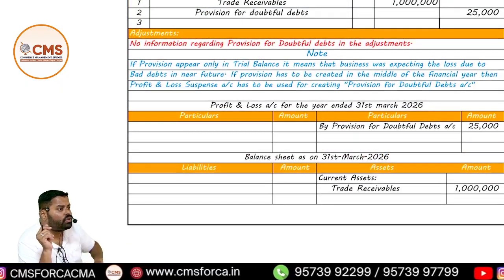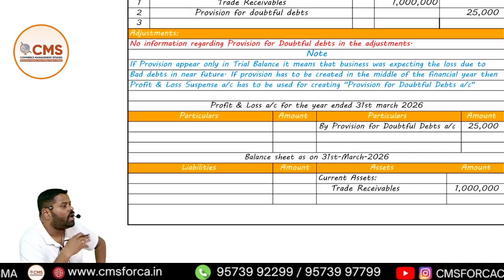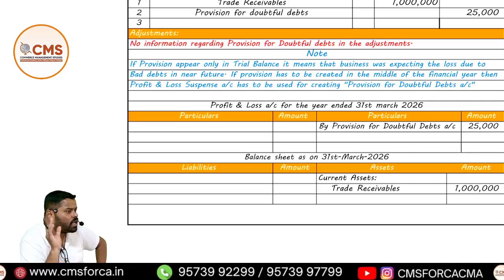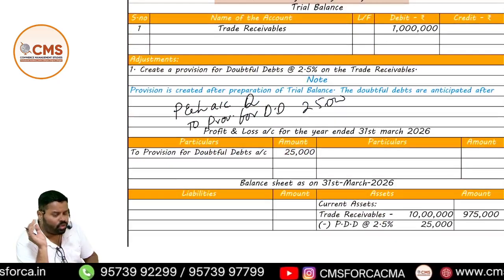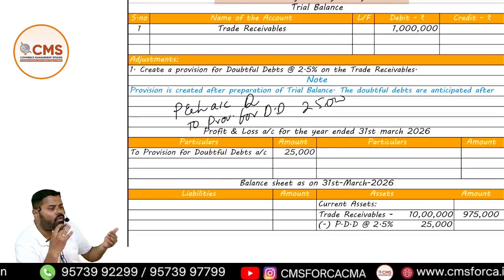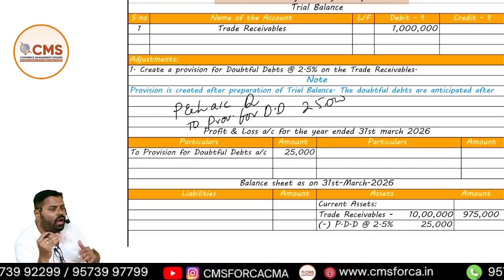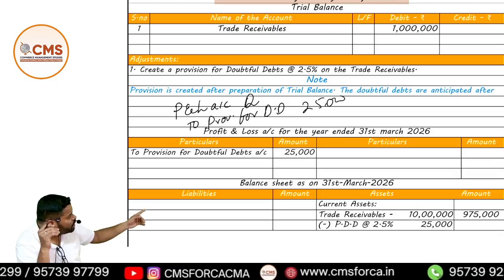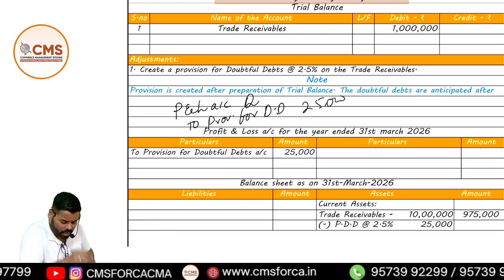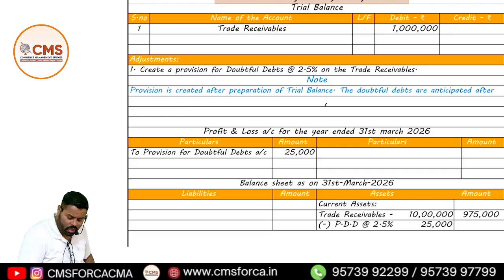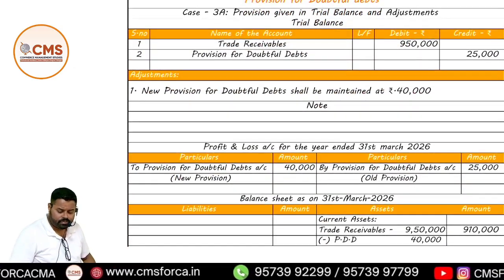The doubt was there before trial balance, but the doubt got clarified after preparation of trial balance, and I will get my full amount. 10 lakhs will come, no doubt about that, 25,000. This scenario was, you are having 10 lakhs debtors, but you got a doubt after preparing trial balance. So create a provision from P&L account and deduct it from your trade receivables. This is confirmed after preparation of trial balance, right? Now, all of you are clear with this? Focus on the next one.